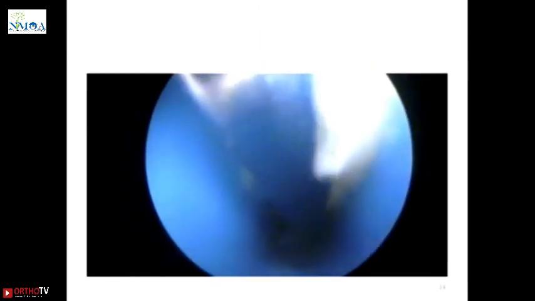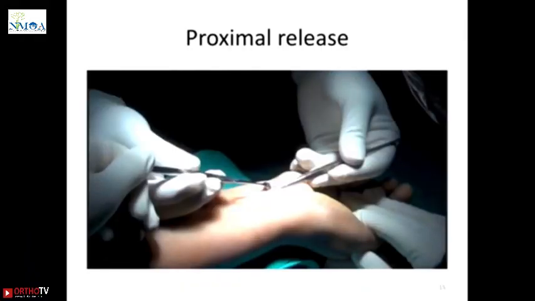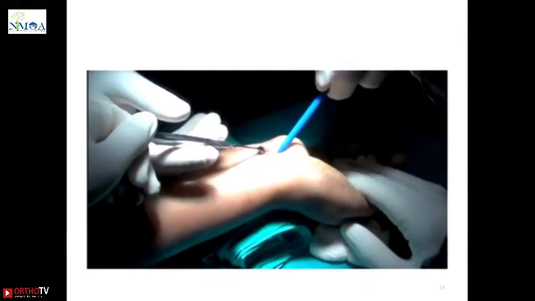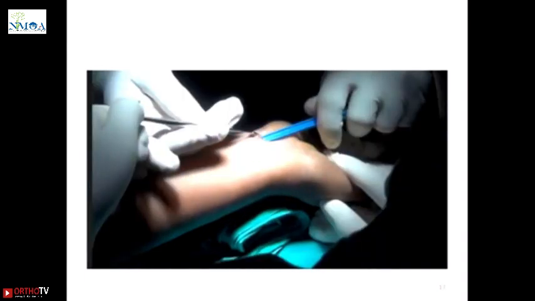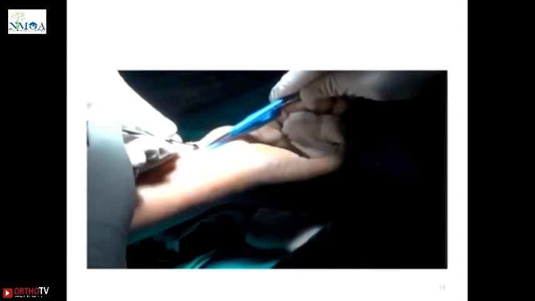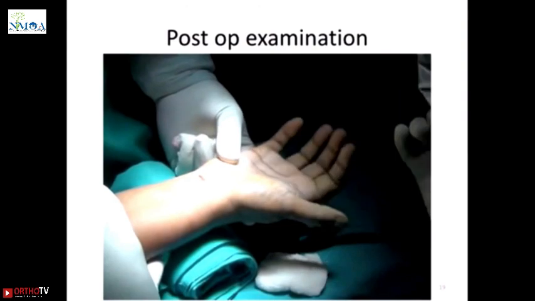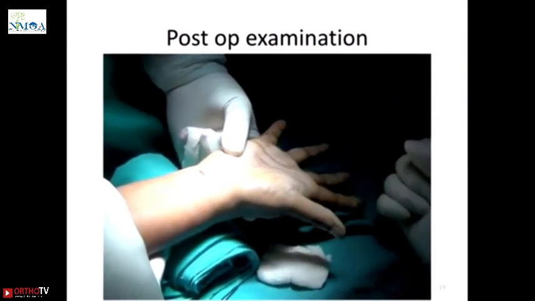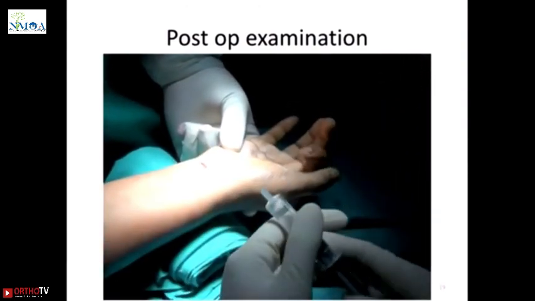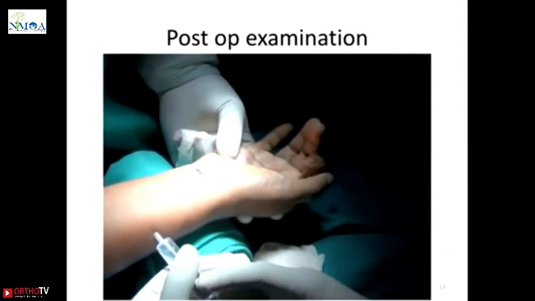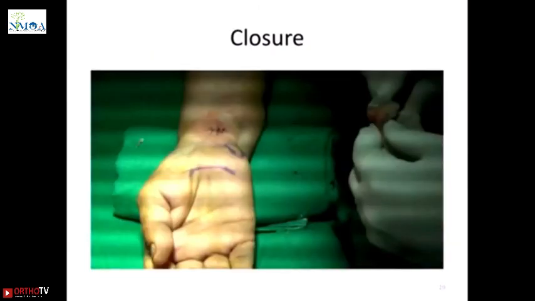So again you can reassess if the adequate release has been done or not. Then if some fibers are left, those also can be cut. Then similarly, we cut or release the proximal fascia also in the same manner. Then once it is done, we check the patient's movement, and if everything is okay, then that completes the procedure.